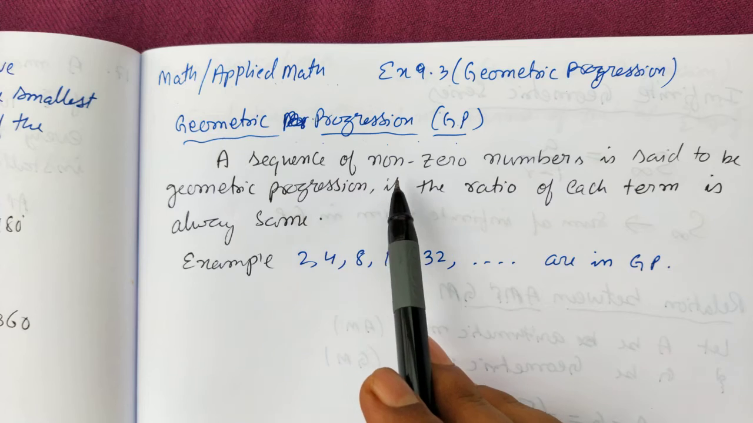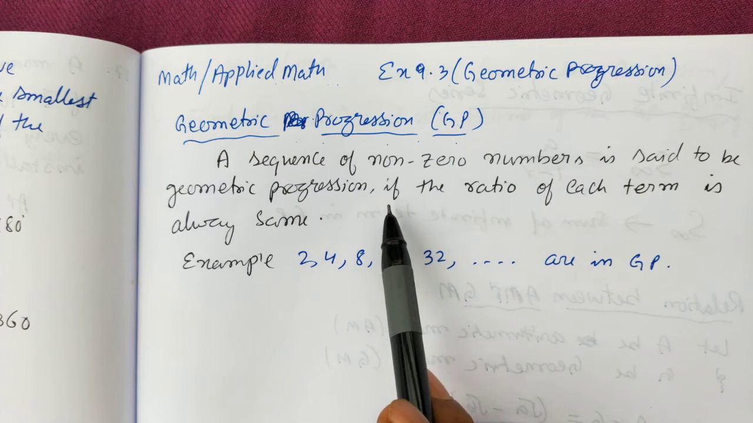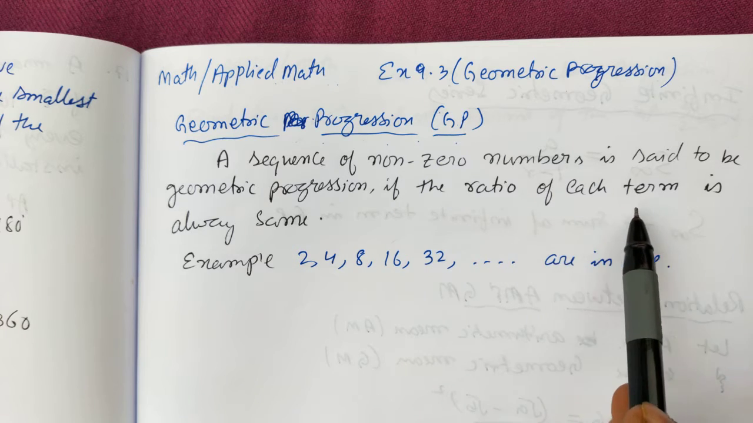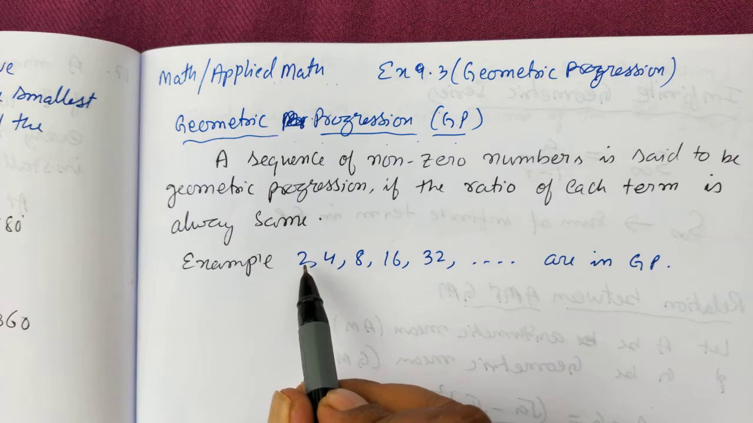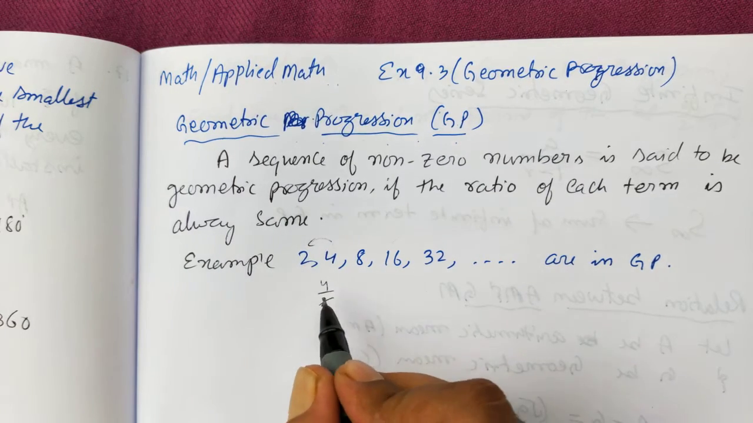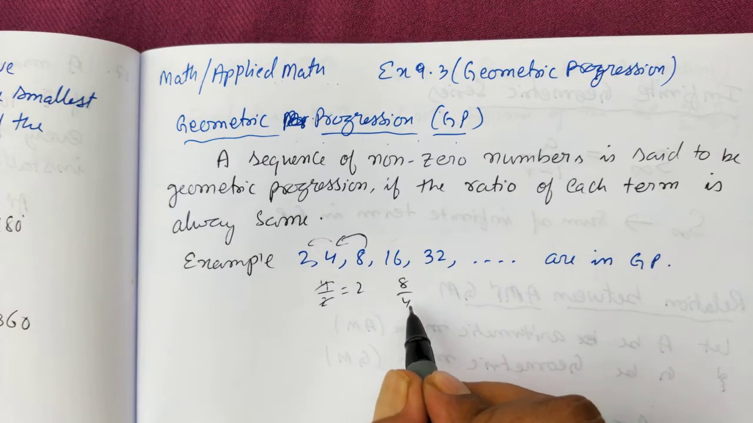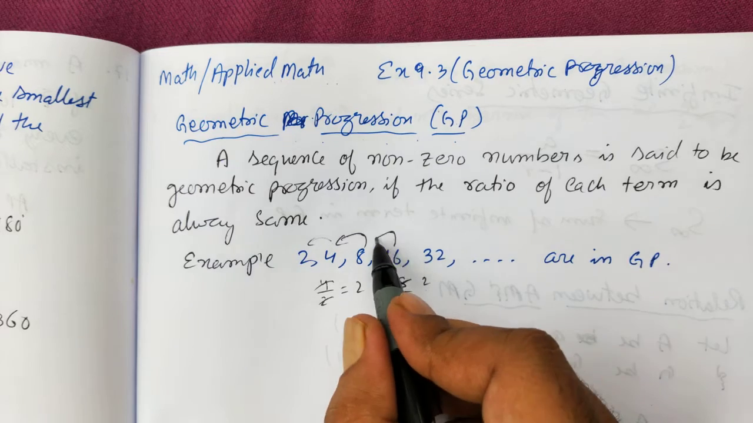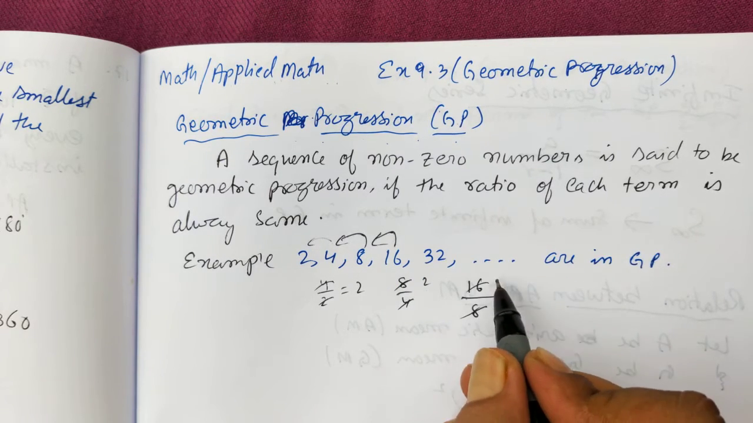A sequence of non-zero numbers is said to be a geometric progression, GP in short form, if the ratio of each term is always the same. For example, ratio means if I divide these two, the ratio is the same. 4 divided by 2 is 2. If I divide these two, 8 divided by 4 is 2. The ratio is always the same. If I divide these two, 16 divided by 8 is 2.